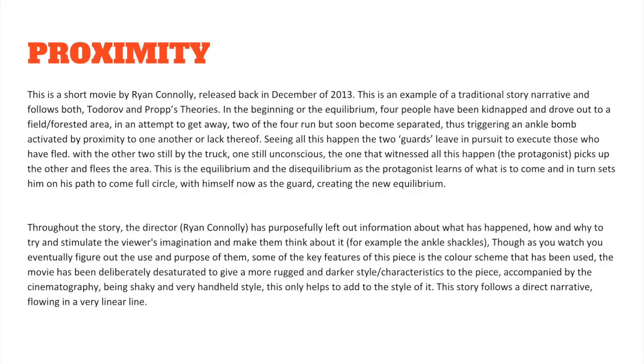In the beginning, the equilibrium, 4 people have been kidnapped and driven out to a field or forested area. In an attempt to get away, 2 of the 4 run, but soon become separated, thus triggering an ankle bomb activated by proximity to one another or lack thereof. Seeing all this happen, the 2 guards leave in pursuit to execute those who have fled. While the other 2 are still by the truck, one still unconscious, the one that witnessed all this happen, the protagonist, picks up the other and flees the area.